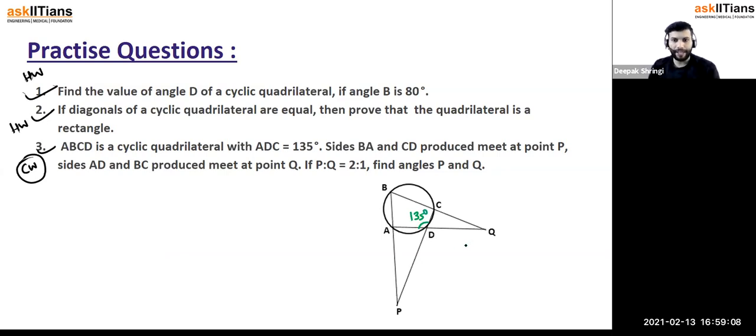Okay, BA has been produced and CD has been produced. So if CD is produced, how much will this angle be? This has to be 180, right? So it is going to be 45 degrees, right? Fine. Now how much will this be? 45 this is also. Why? Opposite angles of a cyclic quadrilateral, their sum has to be what? 180 degrees, right? Okay. The ratio of angle P to angle Q is given to you, it is 2:1. Fine.